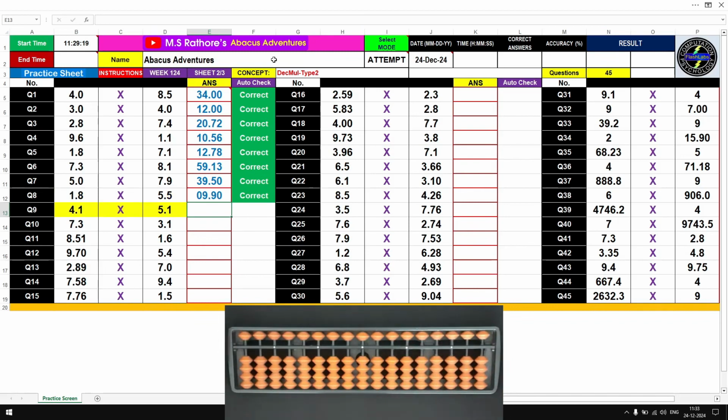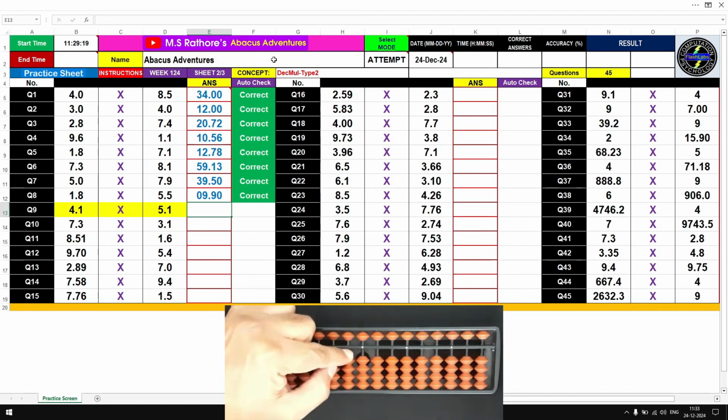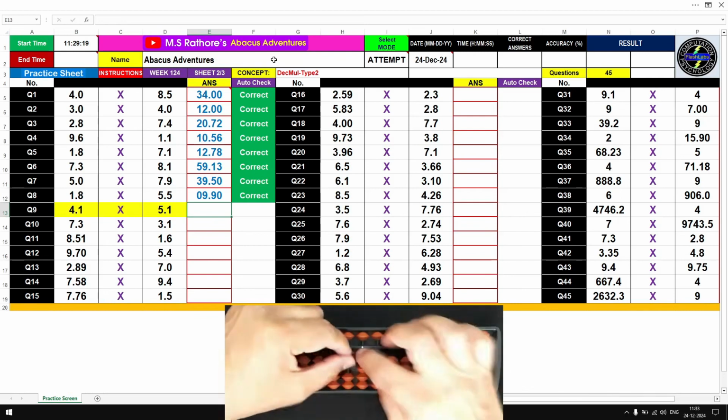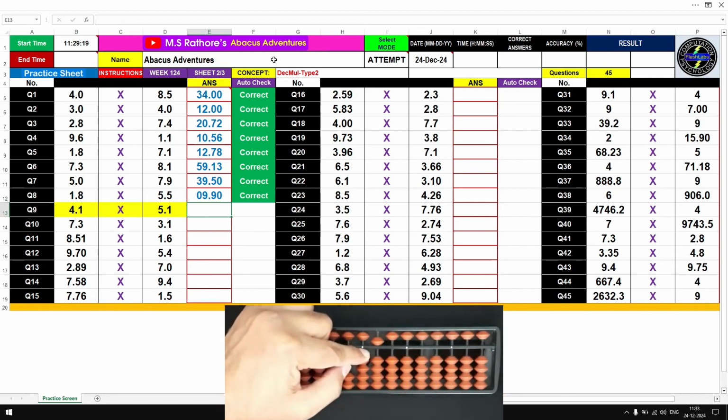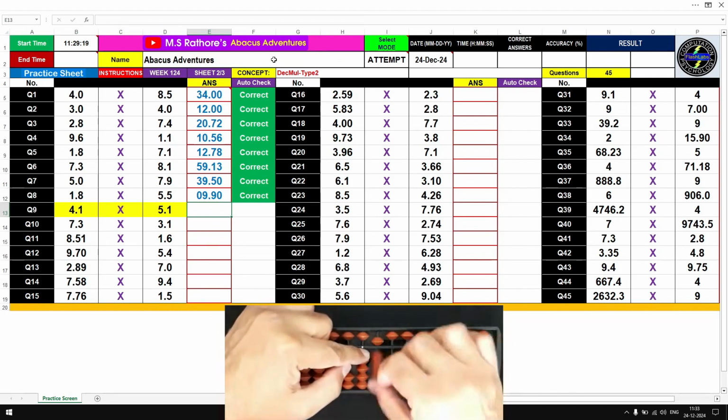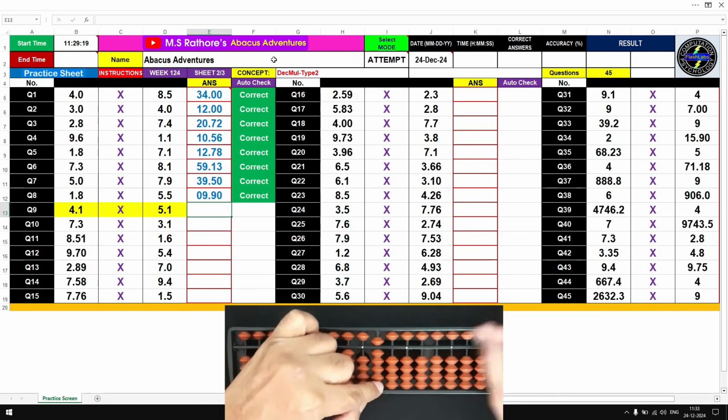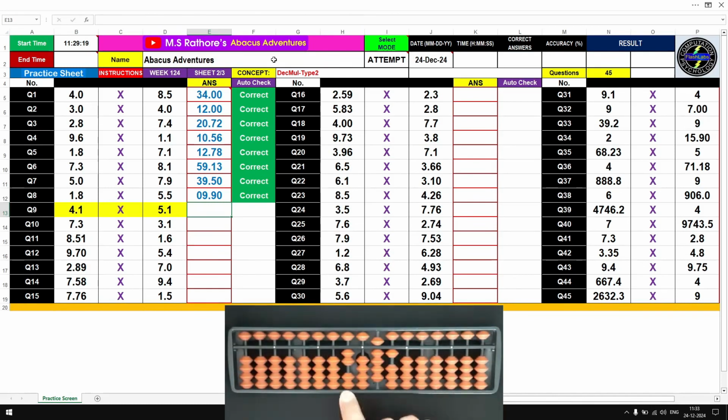Question number 9, 4.1 multiplied by 5.1. Rod number 2 to begin with. 5 4s are 20, shifted, 5 1s are 0 5. Round 2. 1 4s are 0 4, shifted, 1 1s are 0 1, and the answer is 20.91.